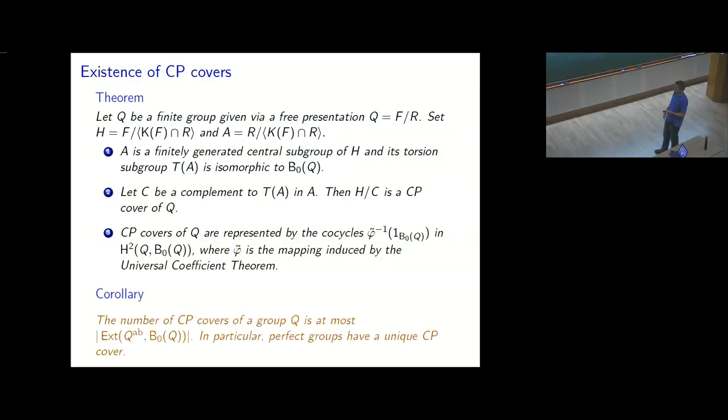And here you have a corollary, which follows directly from this universal coefficient theorem, because the kernel of this map is precisely the image of the map from the X to this H2CP, and this one embeds in there. So this is the upper bound for the number of CP covers. And this is precisely the same as in the case of Schur multipliers. If you look at a perfect group, it has a unique CP cover.